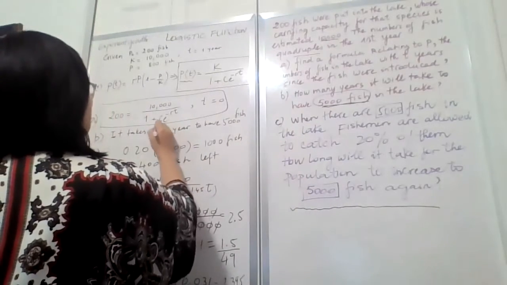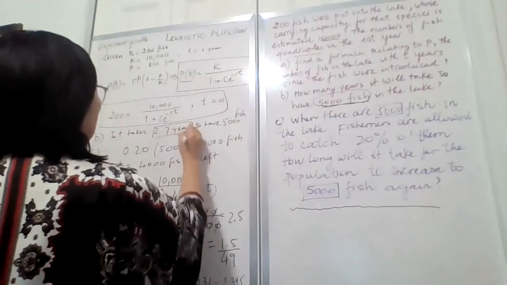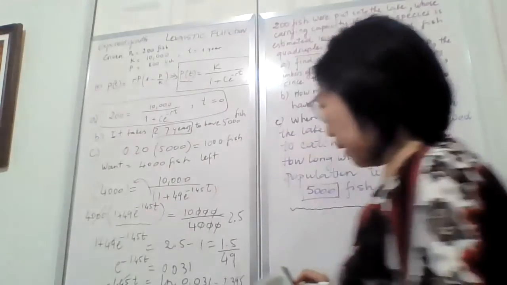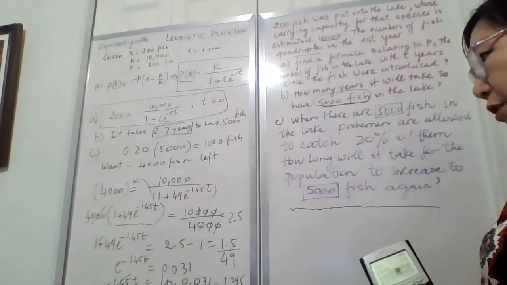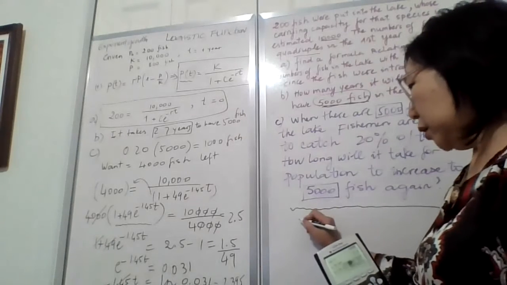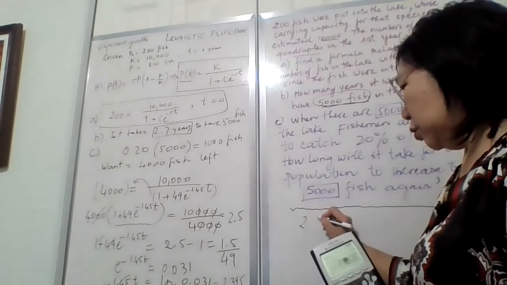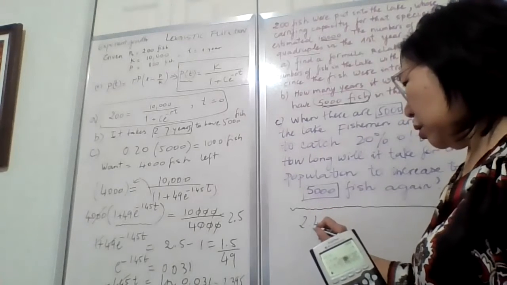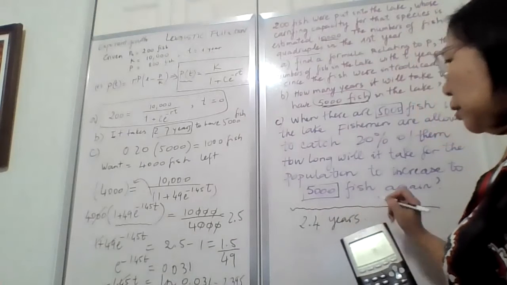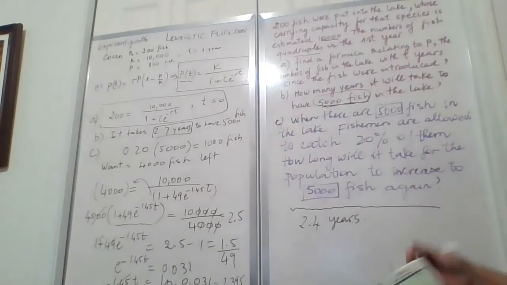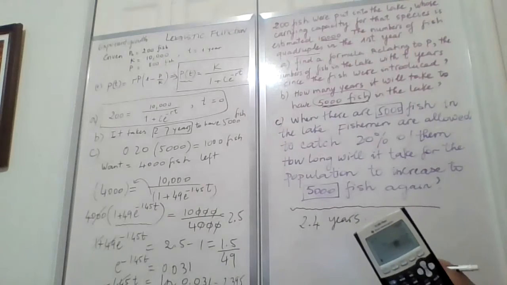So this is 2.7 years, yeah, I recorded here. So now I have, to get up to 4,000 fish, it required 2.39. So let's round up to 2.4 years. Okay, so the time elapsed between them.